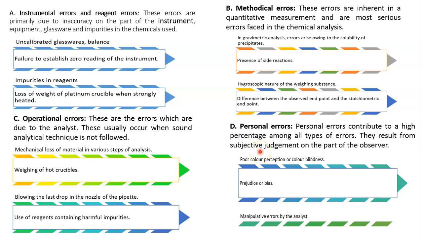Then another example under personal errors is poor color perception or color blindness. This is something which is a physical limitation of the analyst, and if a student has color blindness, he or she should report it to the teacher so that the teacher should not give her or him any experiment which is based on an indicator or color judgment like titration. Such an experiment should not be given to a student having a physical limitation like color blindness.